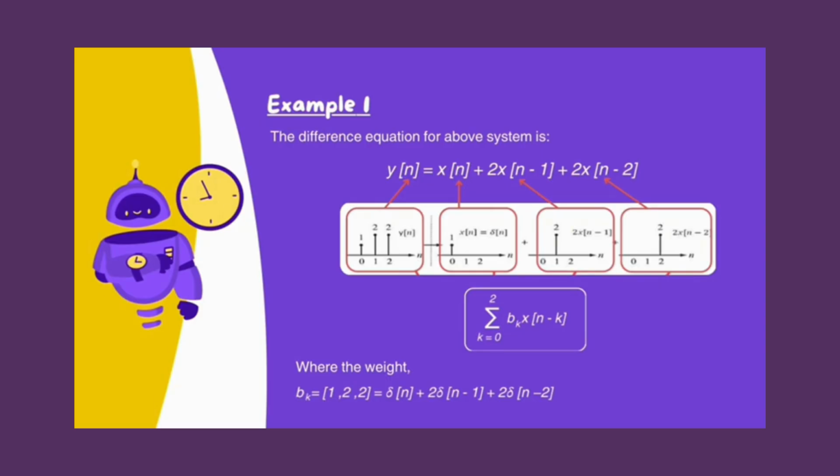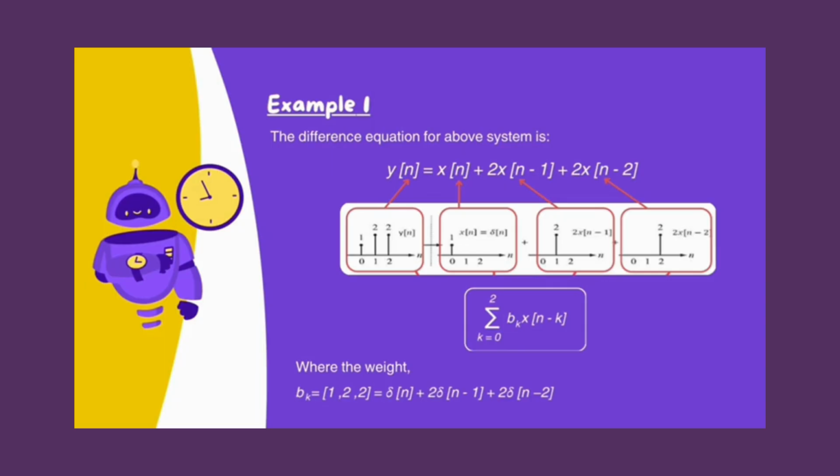In this system, the input at the current moment is multiplied by 1. The input from one time step earlier is multiplied by 2. The input from 2 time steps earlier is also multiplied by 2. So the system gives more importance, or weight, to the recent past inputs. Why only input terms? There are no past outputs involved in this equation. That means this is a non-recursive system, it only relies on input values to generate the output. There is no feedback from the output itself.